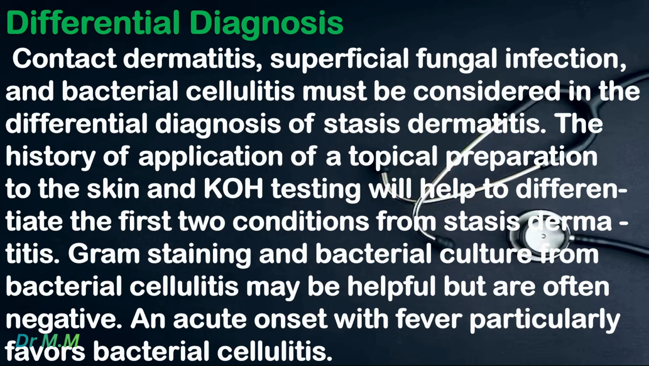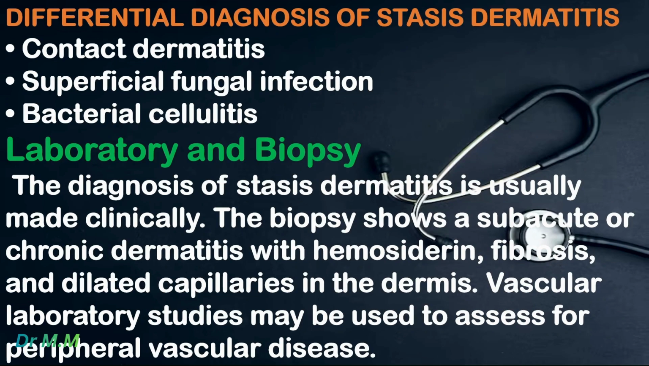Gram staining and bacterial culture for bacterial cellulitis may be helpful but are often negative. An acute onset with fever particularly favors bacterial cellulitis. The differential diagnosis of stasis dermatitis includes contact dermatitis, superficial fungal infection, and bacterial cellulitis.